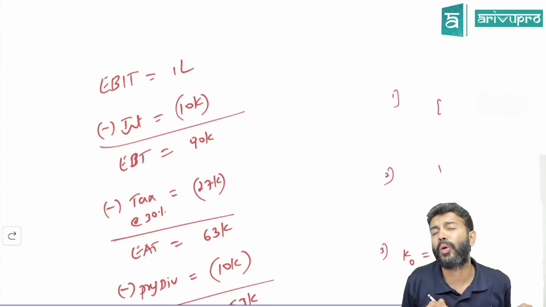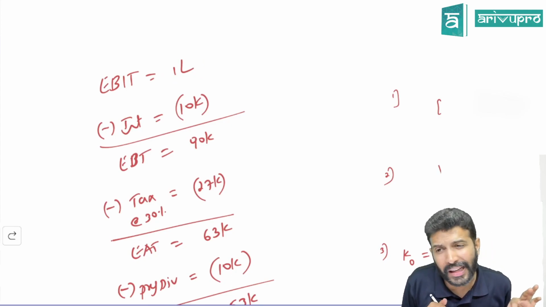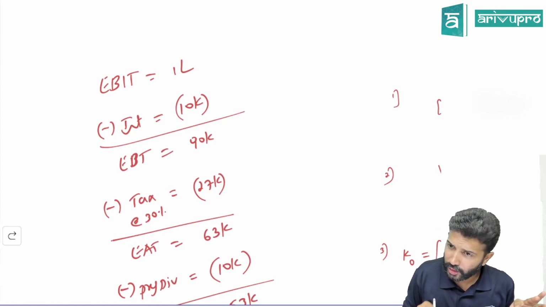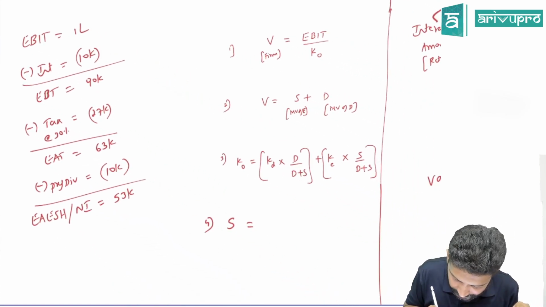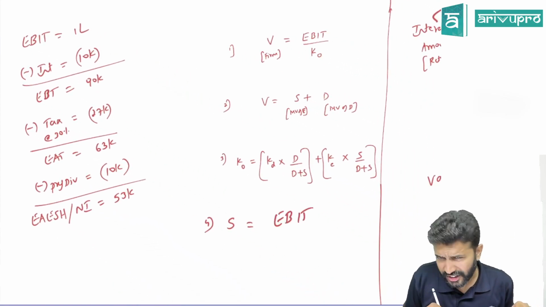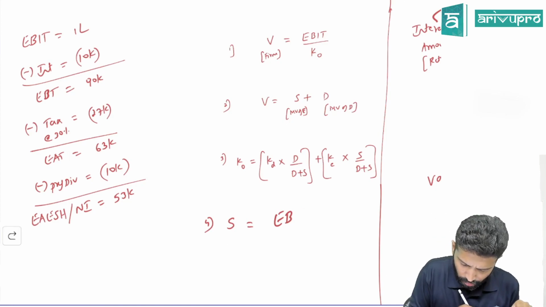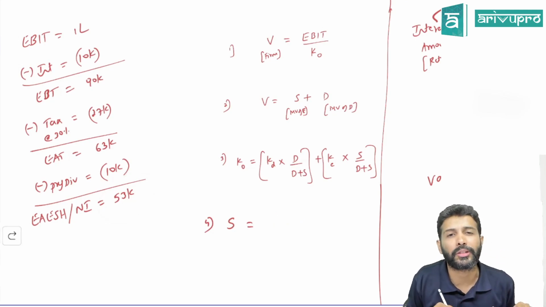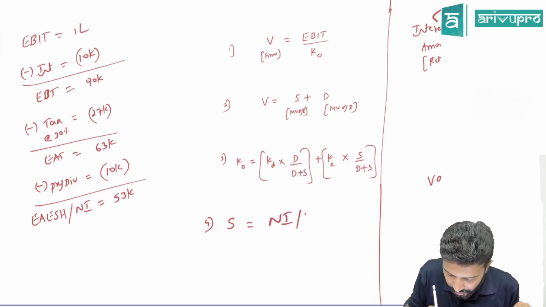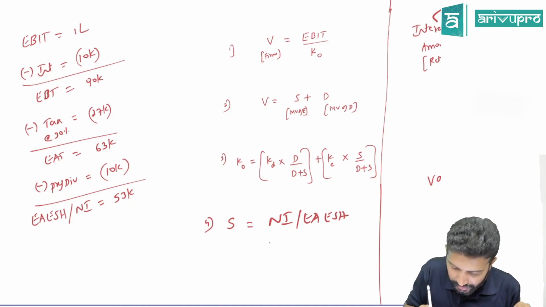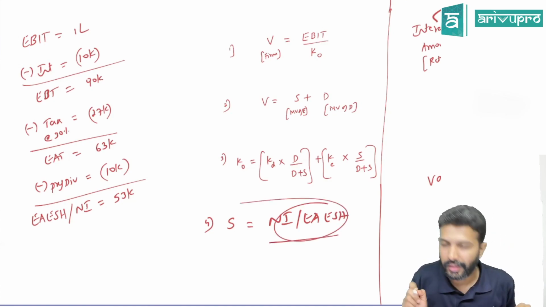Now, are you finding out value of the firm or value of equity alone? Value of equity alone. If you have to take value of equity alone, can I take EBIT? Is EBIT available for equity shareholders or what is available? Check in this problem. Which is available to equity shareholders? ESH, or net income. So numerator instead of EBIT, it will become ESH.